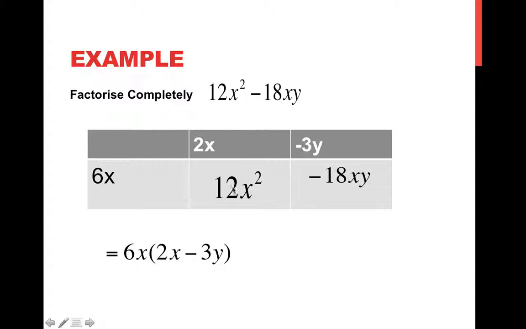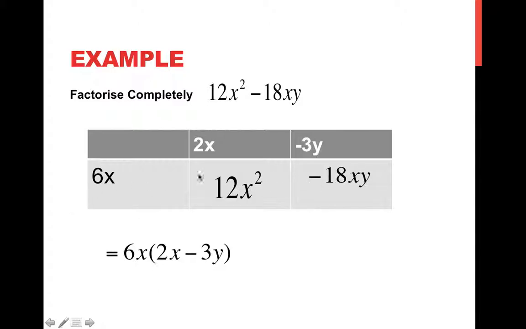Now notice when we expanded we put the values on the outside of the grid. Now when we factorise we put the values inside the grid. Really important you know that. So right, once we've done that, we think of the highest multiple that goes into these two numbers. And let's see, 12x squared, 18, 6.